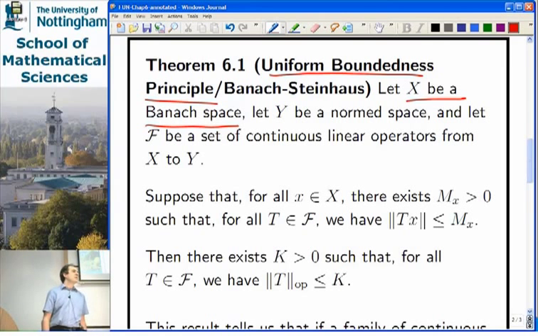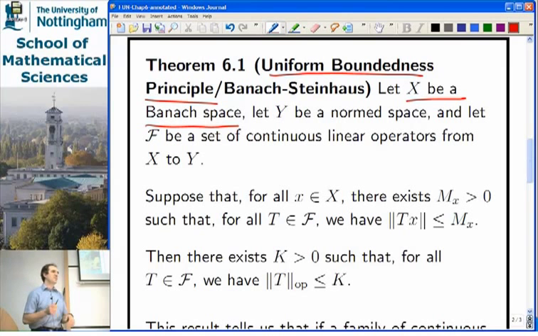And the idea is you've got a set of bounded operators. Maybe it could be an uncountable family. You've got a set or a collection of bounded operators from X to Y, and you want to know whether there's some uniform bound on the operator norm. So each one has got an operator norm, but the operator norms, of course, can vary.